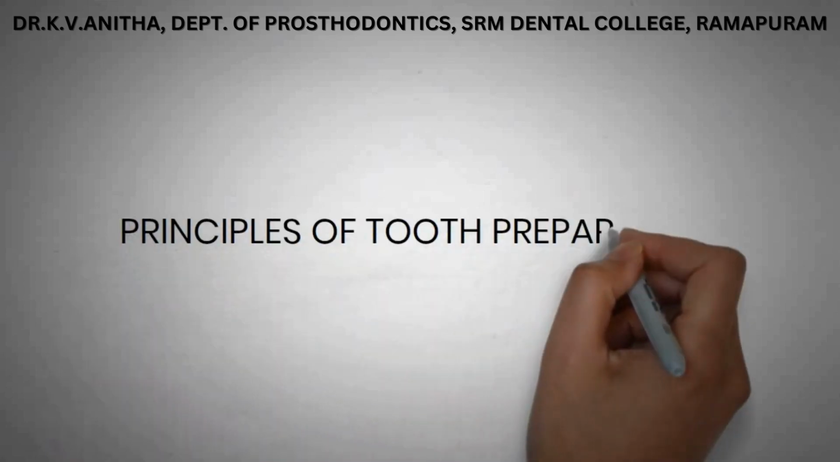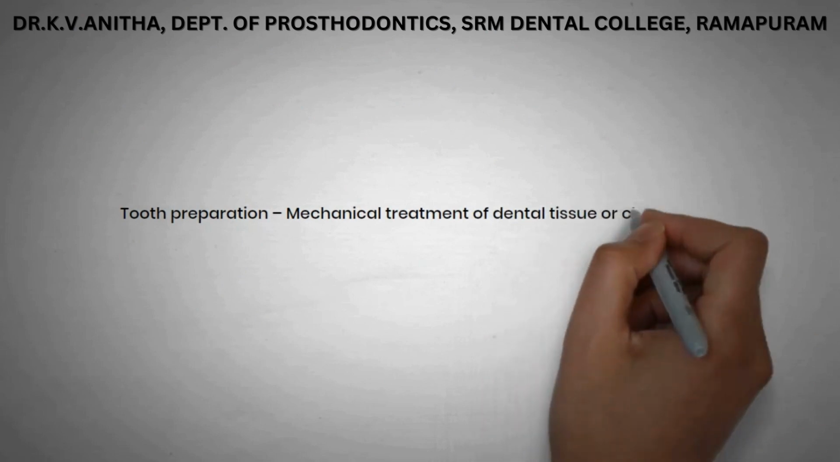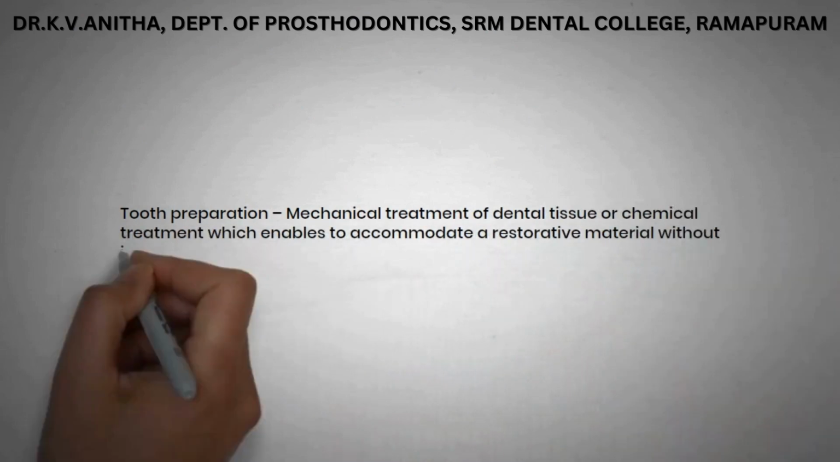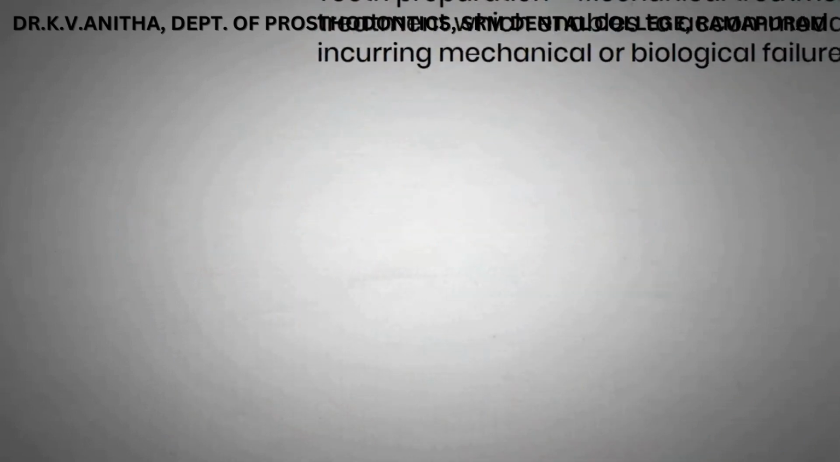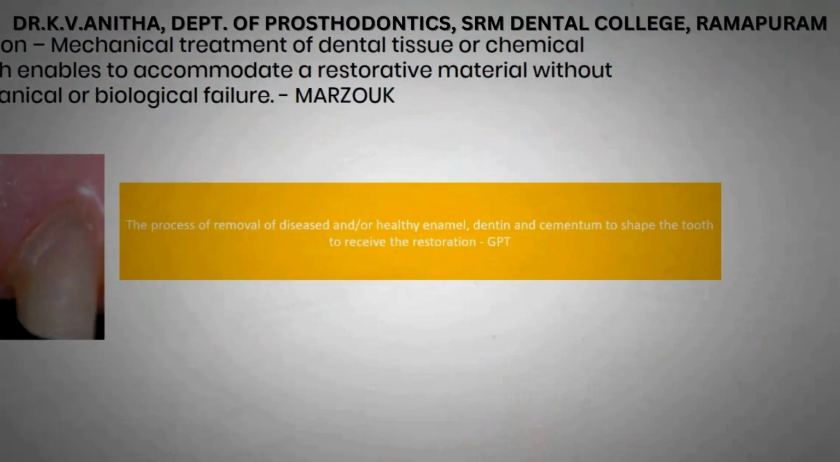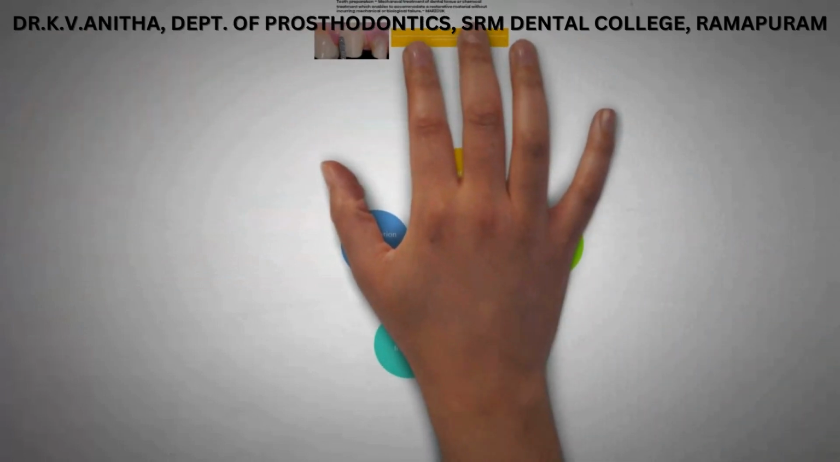Principles of tooth preparation. According to Marzouk, tooth preparation is defined as mechanical treatment of dental tissue or chemical treatment which enables it to accommodate a restorative material without incurring mechanical or biological failure. According to GPT, it is the process of removal of diseased and/or healthy enamel, dentin and cementum to shape the tooth to receive the restoration.